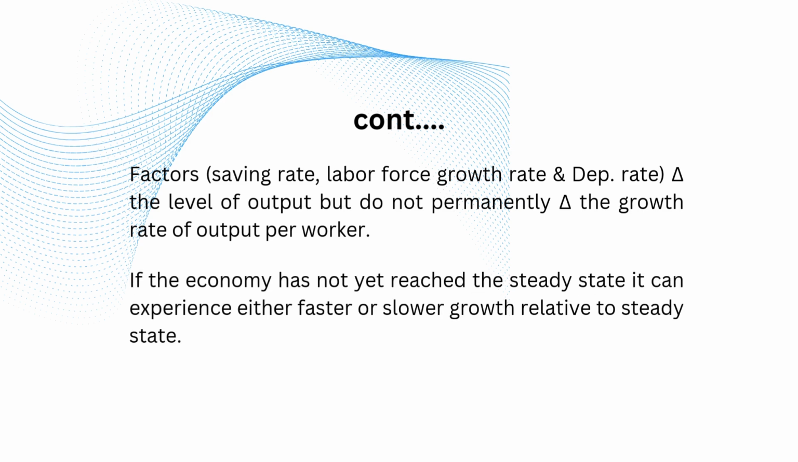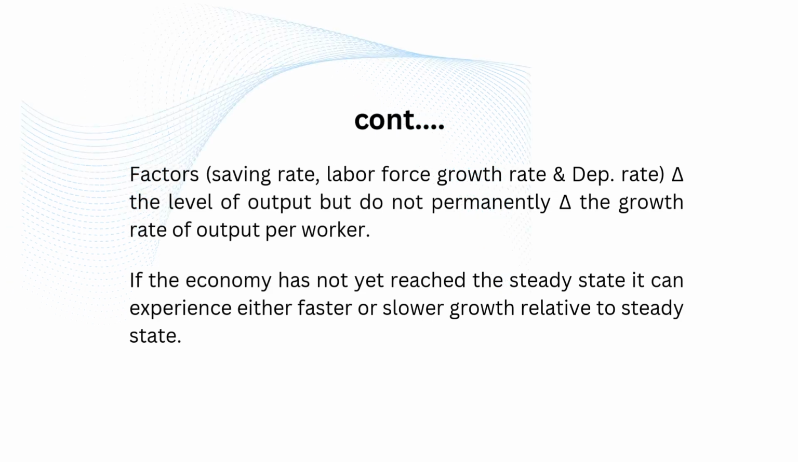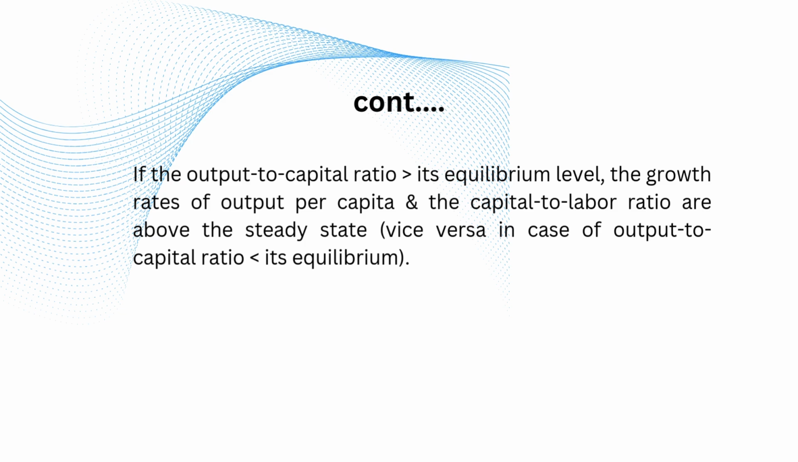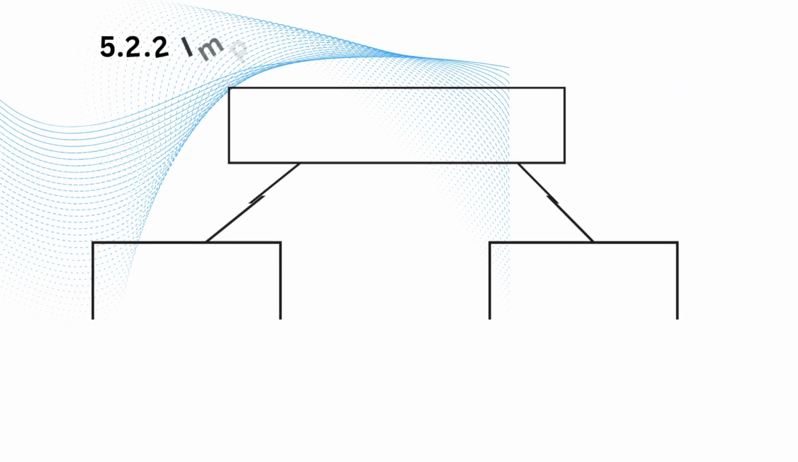If the economy has not yet reached the steady state, it can experience either faster or slower growth relative to steady state. If the output to capital ratio is above its equilibrium level, the growth rates of output per capita and the capital to labor ratio are above the steady state, and vice versa in case of output to capital ratio below its equilibrium.